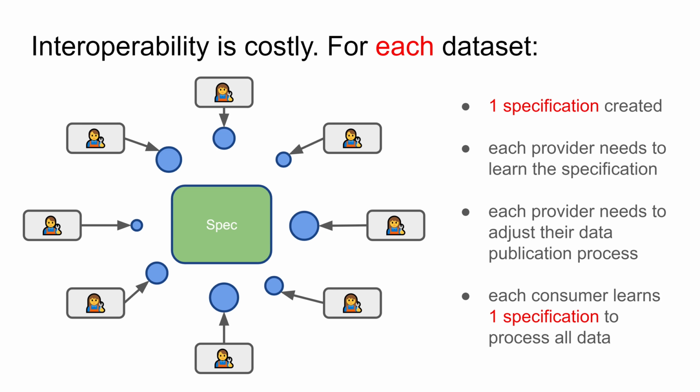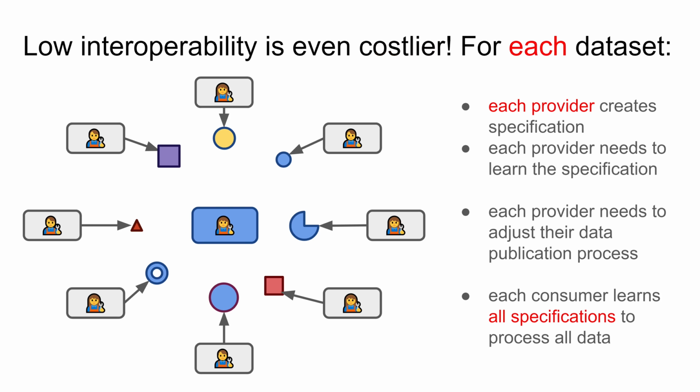Now, one may say that standardization is costly because you need to contact all the stakeholders and you need to write the specifications and documents, and then you need to teach the individual users how to use the specification and how to produce the data. But take a look at this. One specification for each dataset or each domain or each conceptual model needs to be created, so that takes some work. And each provider needs to learn the specification, each provider needs to adjust, for instance, the data publication process, and each consumer needs to learn that specification to be able to process the data from the providers.